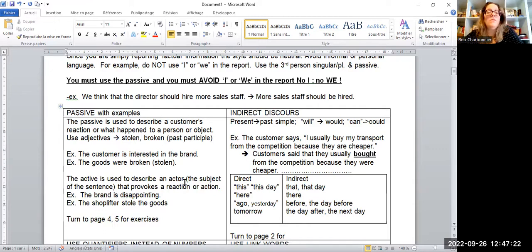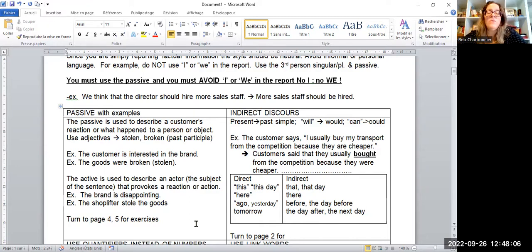The passive is used to describe a customer's reaction or what happened to a person or an object. So make sure that you use the past participle as an adjective. And if it's an irregular past participle like stolen or broken, you have to use that too. Let's look at some examples. The customer is interested in the brand. Another one: the goods were broken, or the goods were stolen. You can use this even if you're working in the future in a company that has to do with fulfillment in e-commerce. Maybe you're working with delivery and the delivery was stolen. You would put that in a report.